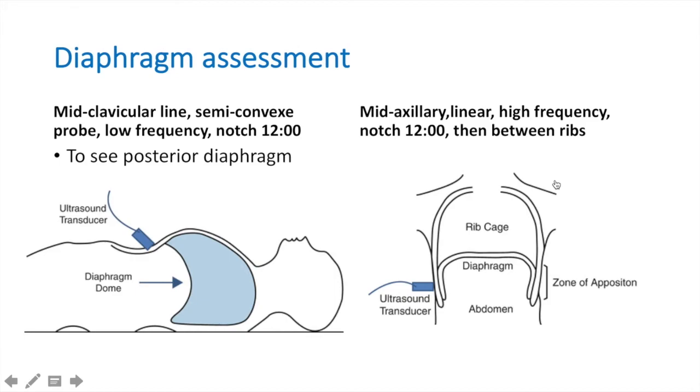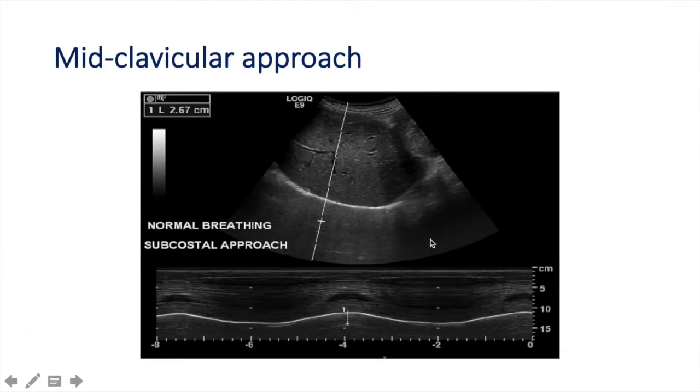Just a notice that we can really well assess the diaphragm, first to see if the diaphragm is moving on a patient that has spontaneous respiratory movement, on the mid-clavicular line with a semi-convex probe, low frequency, and a notch at 12. And you will examine mainly the posterior diaphragm. And you can assess here the contractility of the diaphragm with the index of thickening by a mid-axillary linear high-frequency probe, notch at 12, and then between ribs. This is the mid-clavicular, the very much easier approach here.